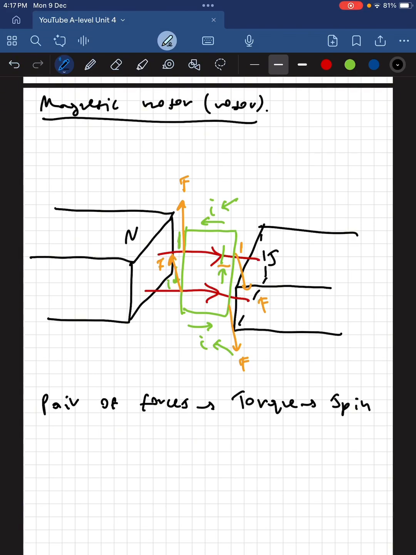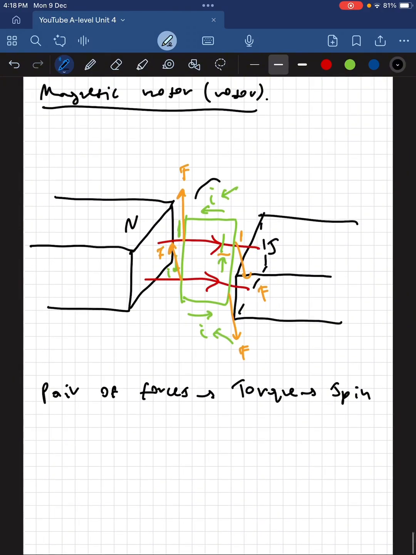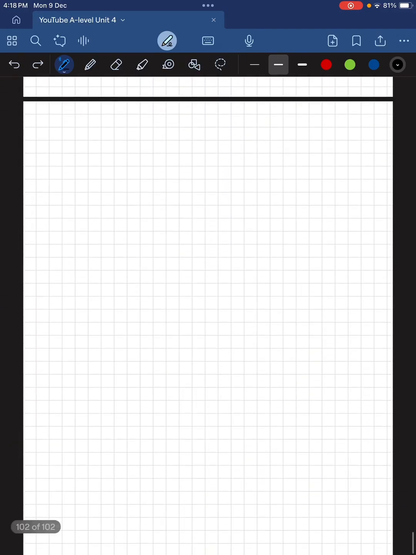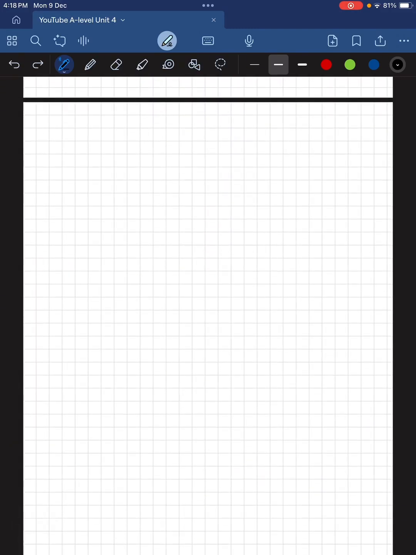Okay, so it's in your book. I think it's a nice little thing to know. And remember, this side of the square and this side feel no force because the current and the magnetic field are parallel to each other. Okay, now let's do some math. Let's define this force. Let's quantify this force. Okay, so let's do the math.